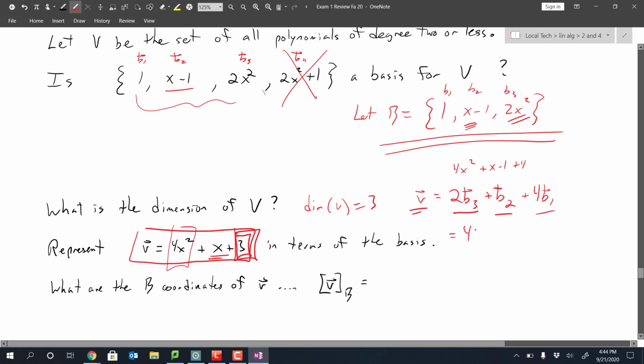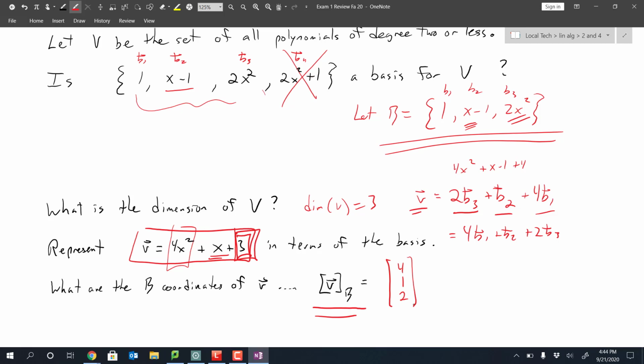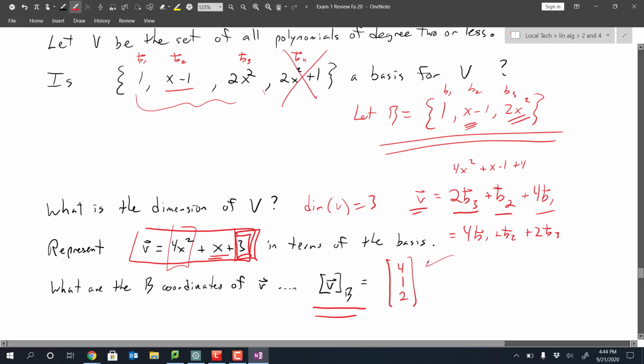Now I'm going to rearrange these so they go from B1, B2, and B3. And that tells me that the coordinates of v with respect to my beta basis would be the vector 4, 1, 2. These are the coordinates of v in terms of my basis. Remember, the coordinates are how much of each basis vector you need to form the vector. And this way I can represent any polynomial with this little point here in R3.